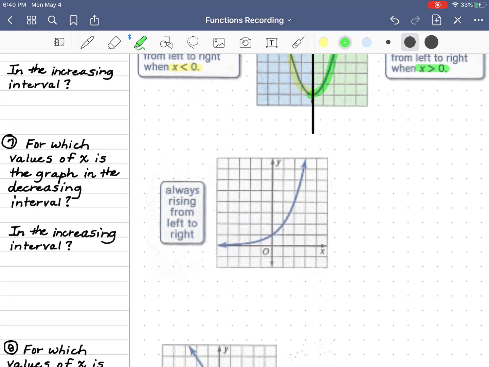Alright, for which values of x is the graph in the decreasing interval? So remember, moving left to right, there is no decreasing interval. At no point is it decreasing. It is always increasing because it just doesn't fall. It is a continuous increase from left to right.